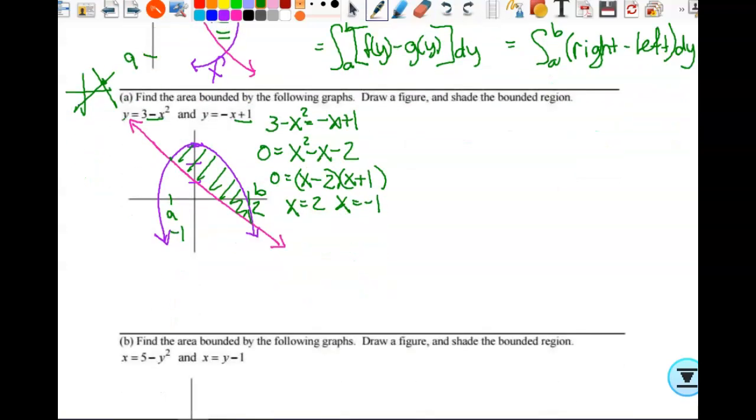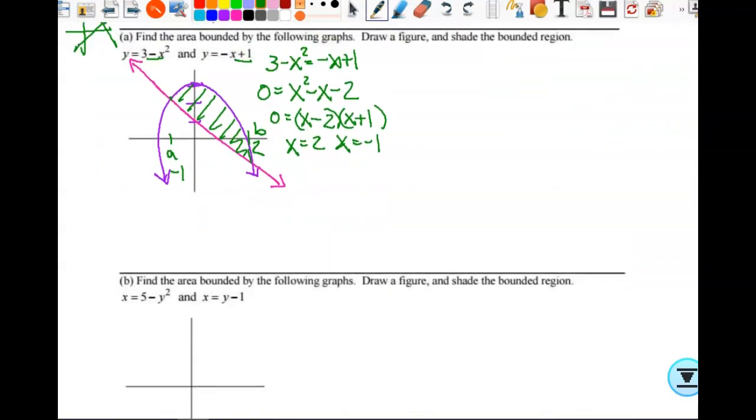So now I'm going to go find that. We are going to find the integral from negative 1 to 2 of the top, f of x. So was that the first or the second one? The top is the first one because that's my parabola. So 3 minus x squared minus, I need parentheses because it's more than one term, negative x plus 1, dx. Everybody with me?